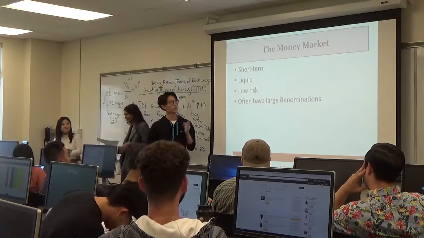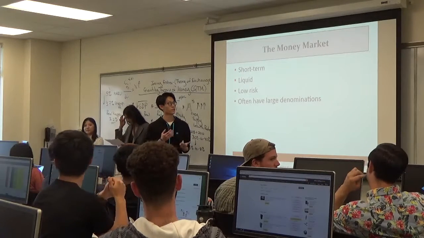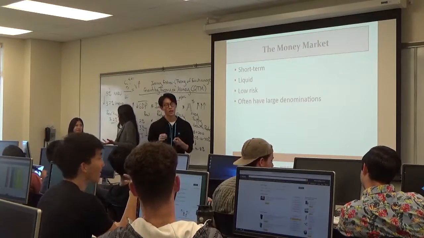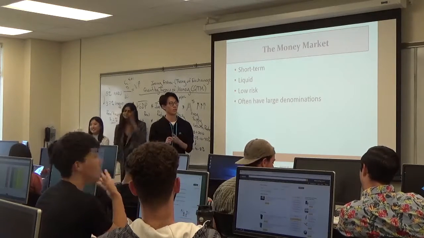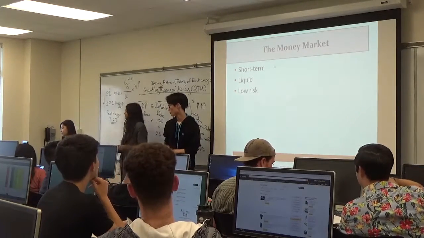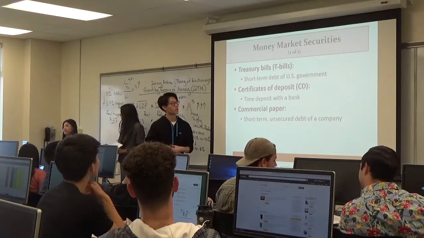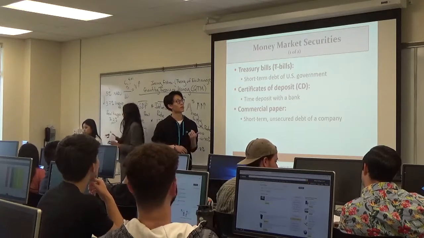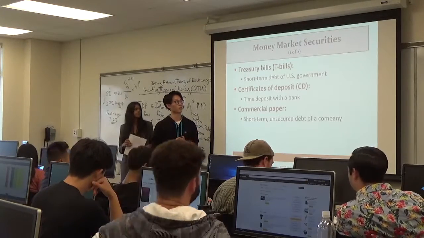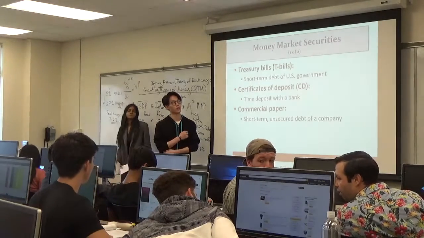So first of all, the money market. The characteristics are that they're short-term, high liquidity, low risk, and they often have larger denominations. Now we come to money market securities. First of all, we got treasury bills, or T-bills, which is basically short-term government debt.